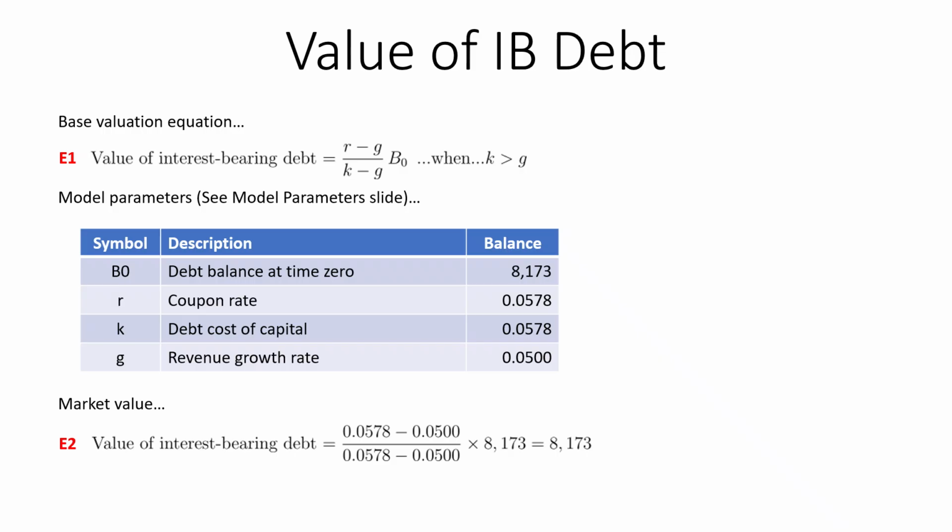So let's take a look at that equation. The value of interest-bearing debt equals: the numerator is 578 minus 5%, and the denominator is the same. And as we discovered when we looked at the value of perpetual debt, if the coupon rate equals the market rate of interest required on that debt, then that debt will trade at book value. In this case, book value is 81.73, so that's the value of interest-bearing debt.